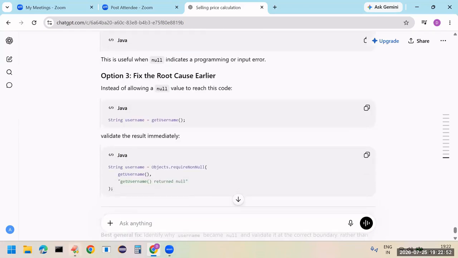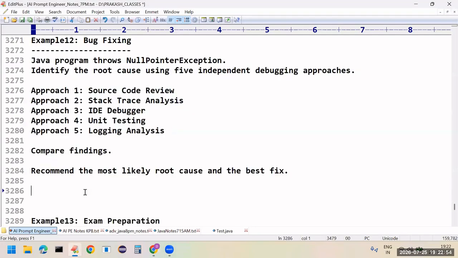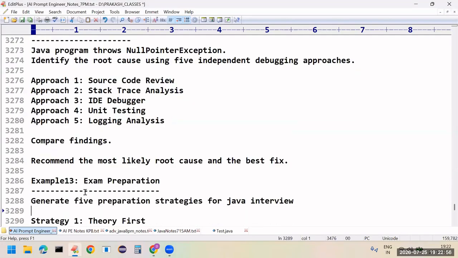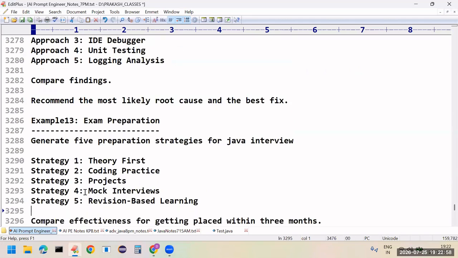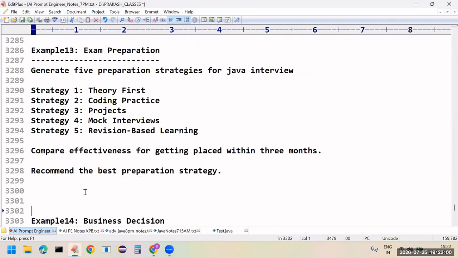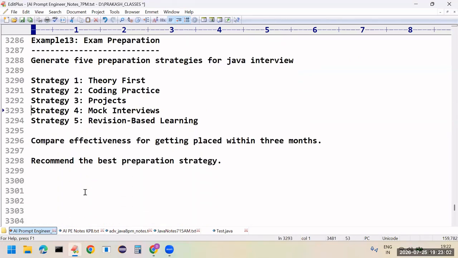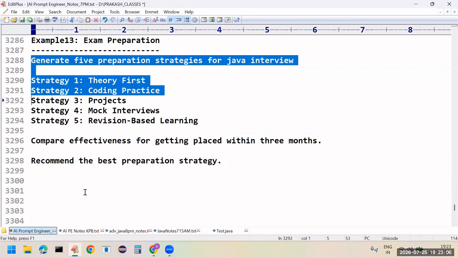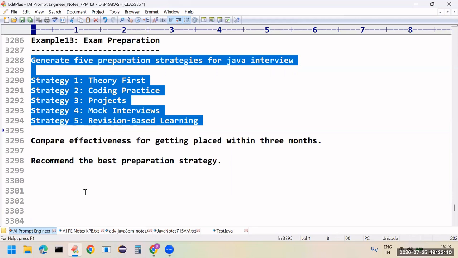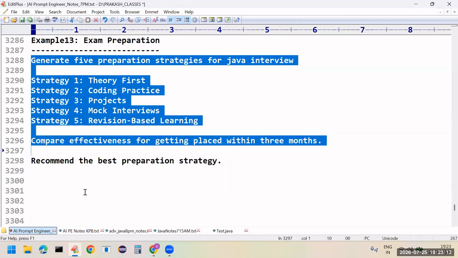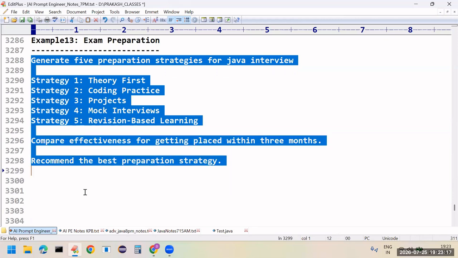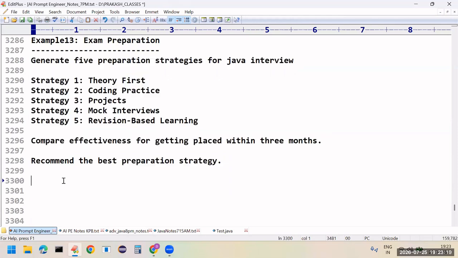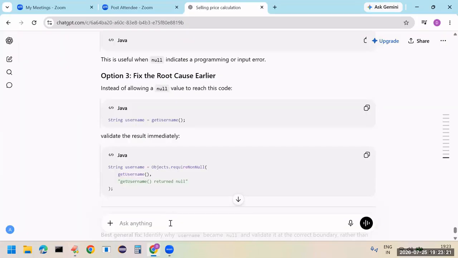Sir, next one. Example 3, exam preparation. Generate 5 preparation strategies for Java interview: theory first, coding practice, projects, mock interviews, revision based learning. Compare the effectiveness for getting placed within 3 months. Recommend the best preparation strategy.